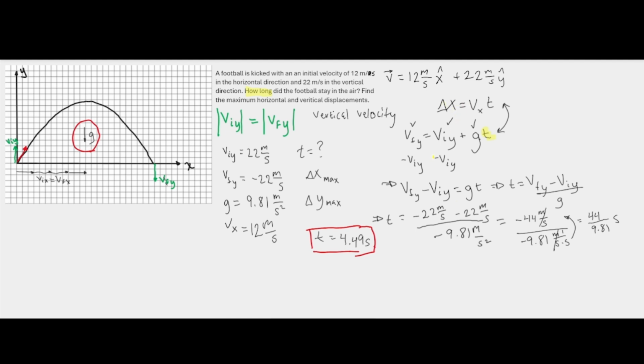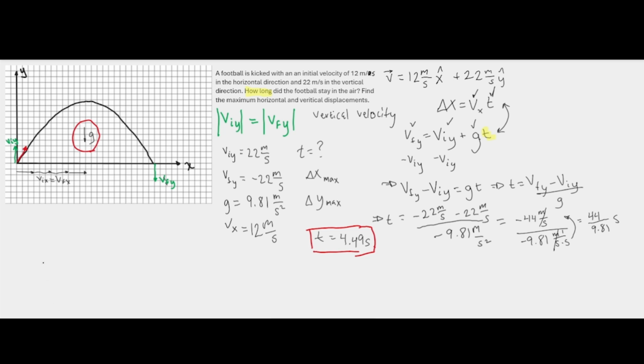So now I can look at my horizontal equation. I can say, okay, what do I have here? Well, I know my velocity in the x direction. That stays the same the entire time since the horizontal component of velocity is not affected by gravity. And now I know t for time. So I can solve for the horizontal displacement, that is delta x, the change in position in the x direction.